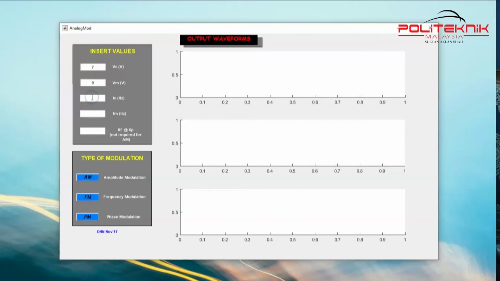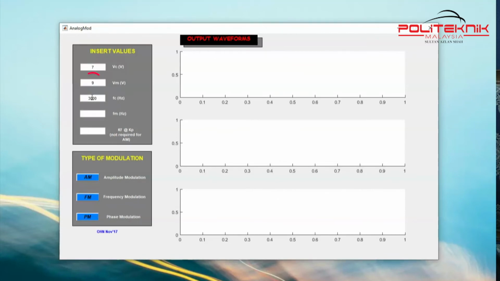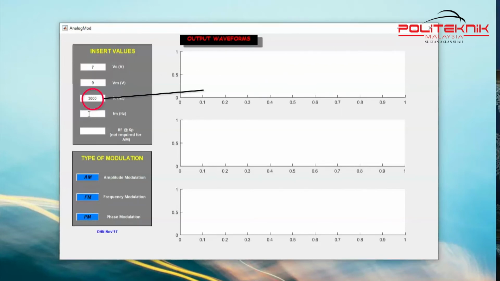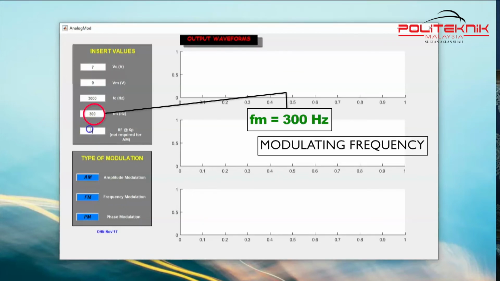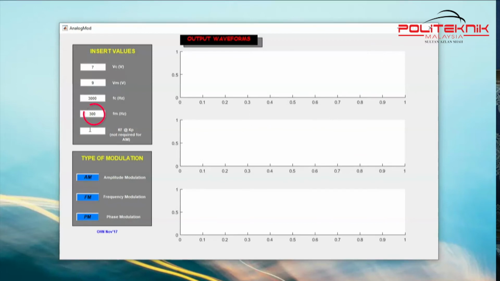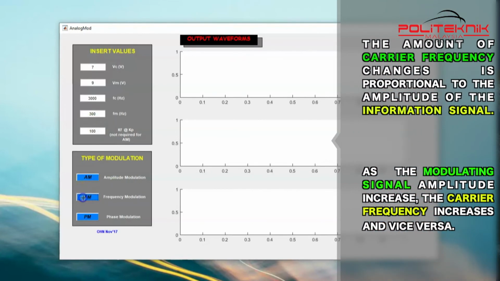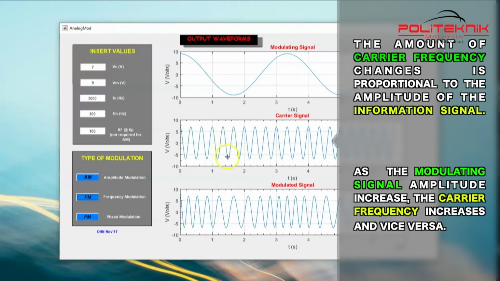Let's look at an example. If carrier amplitude Vc equals 7 volts, modulating amplitude Vm equals 9 volts, carrier frequency Fc is 3000 Hz, modulating frequency Fm is 300 Hz, and sensitivity Kf equals 100. The amount of carrier frequency change is proportional to the amplitude of the information signal. Clearly, as the modulating signal amplitude increases, the carrier frequency increases as well, or vice versa.